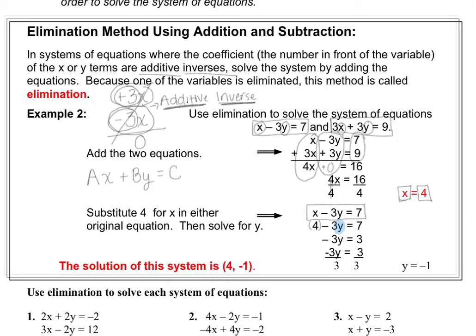And since that was a positive 4, they subtracted 4 on both sides. So they subtracted 4 with an additive inverse that got rid of it, so that equaled 0. And then on the other side, they subtracted 4 and got 3. Okay, and then drop down the negative 3y. Please remember that that negative still belongs to that 3y, and you always drop it down with it. Once we drop down that negative 3y, we have negative 3y equals 3.